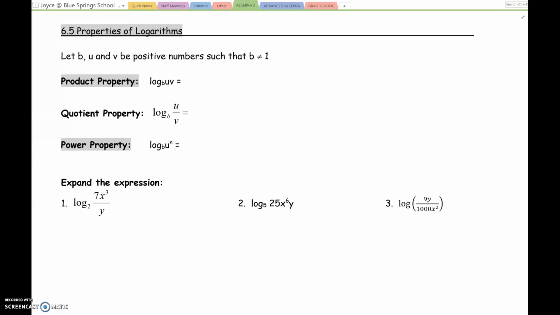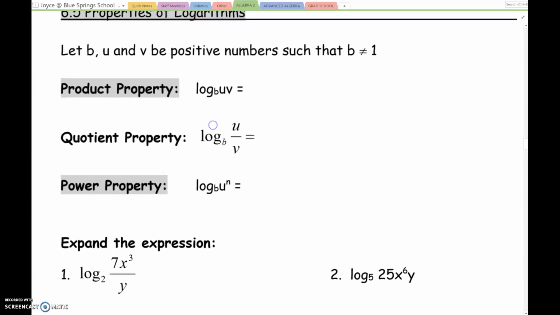There are 3 specific properties of logarithms that you will need to memorize, but they are not really all that difficult. And I don't care if you know the name of the property, you just need to know what to do. The first property is when there's multiplication inside the log. So this is log base b, and inside the log is u times v. When we have multiplication inside the log, this log will expand into log base b of u plus log base b of v.